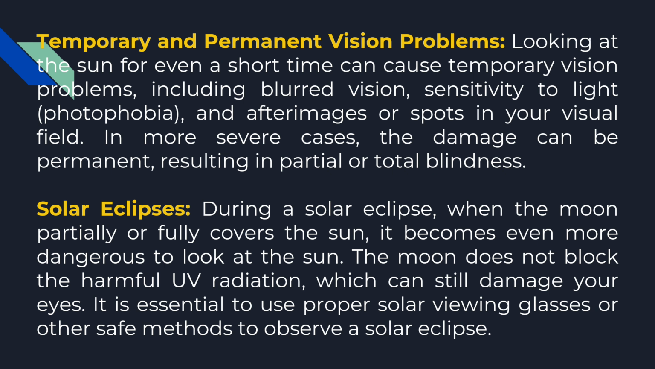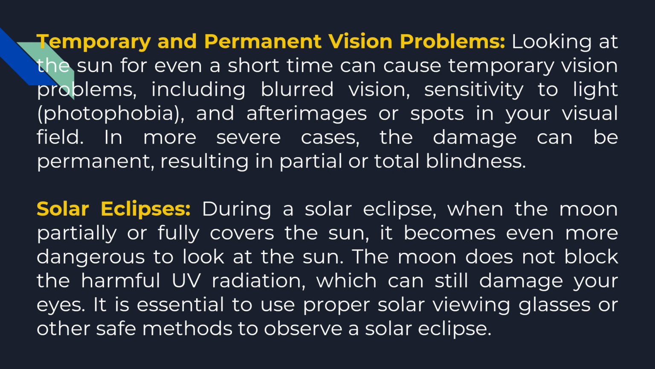Temporary and permanent vision problems. Looking at the sun for even a short time can cause temporary vision problems, including blurred vision, sensitivity to light, photophobia, and afterimages or spots in your visual field. In more severe cases, the damage can be permanent, resulting in partial or total blindness.